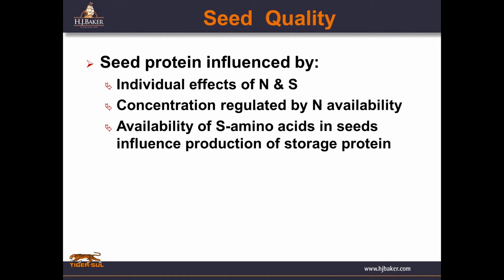Seed protein is influenced by individual effects of nitrogen and sulfur. Concentration is regulated by nitrogen availability, and this is one reason why we need healthy plants throughout the growing season. Healthy plants have a higher rate of nitrogen fixation, so we have a greater availability of nitrogen within that plant. And the availability of the sulfur amino acids in the seeds influences the production of the storage protein as well. So we need to maximize the amount of amino acid activity in those seeds later in the growing season.